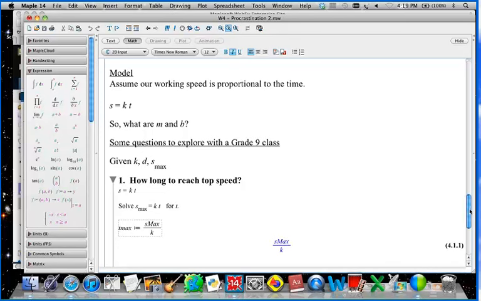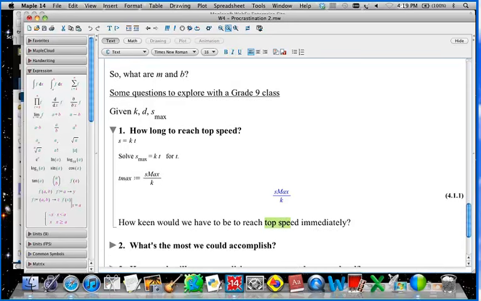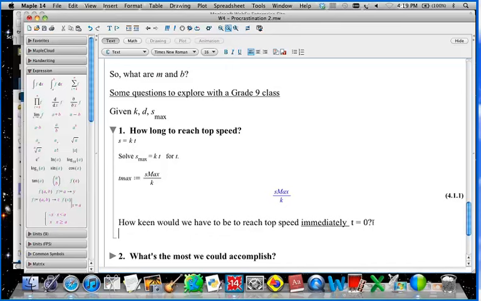Now that we've established that understanding, let's move on to the next question. How keen would we have to be to reach top speed immediately? The word immediately is where we teach kids to interpret words in terms of equations. That means T max equals zero. Is there a way to make T max equal to zero? Well, S max is a constant, so that can't happen. K would have to be infinity. So you can lead a little discussion and try to conclude that K has to be infinite in order to reach top speed right away.